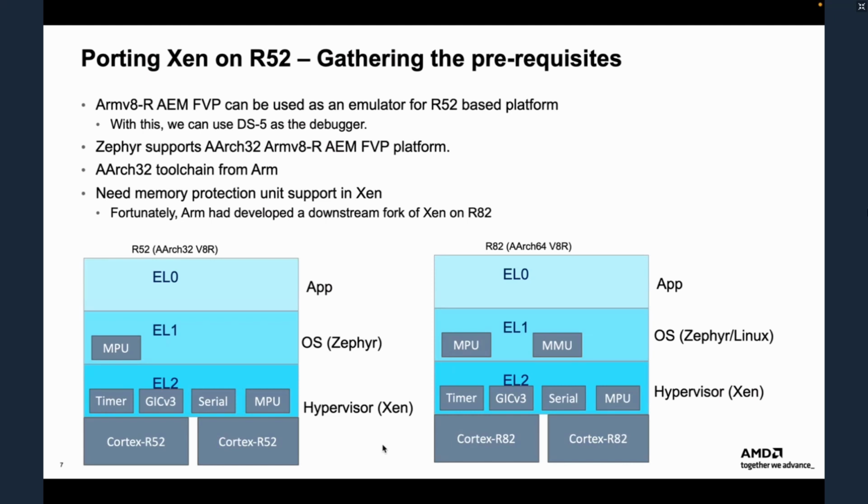Now, the biggest thing that we needed was the memory protection unit support in Xen, because that's the main core of it. So one of the things that we got from ARM was working internally on developing a fork of Xen on Cortex R52 or R82. So we could reuse a bit of that. ARM provided us a fork on the R82, and the main difference between R82 and R52 is that R82 supports the 64-bit mode, whereas R52 is strictly 32-bit mode. And the other difference is R82 supports MPU and MMU, that is the PMSA and VMSA at EL1 level, whereas R52 supports strictly MPU at EL1 level. So we could reuse a large part of the work that ARM had done internally.